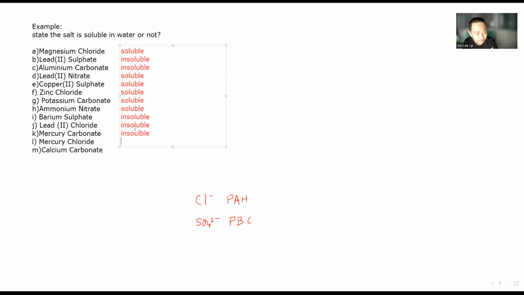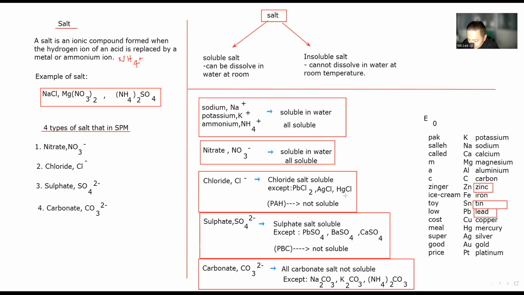Soluble or not? Come on, answer me. Mercury carbonate. Not soluble. This H stands for mercury. Hg. The symbol Hg, it is mercury. All right. Hg is mercury. This is silver. This is mercury. Right. This is lead.